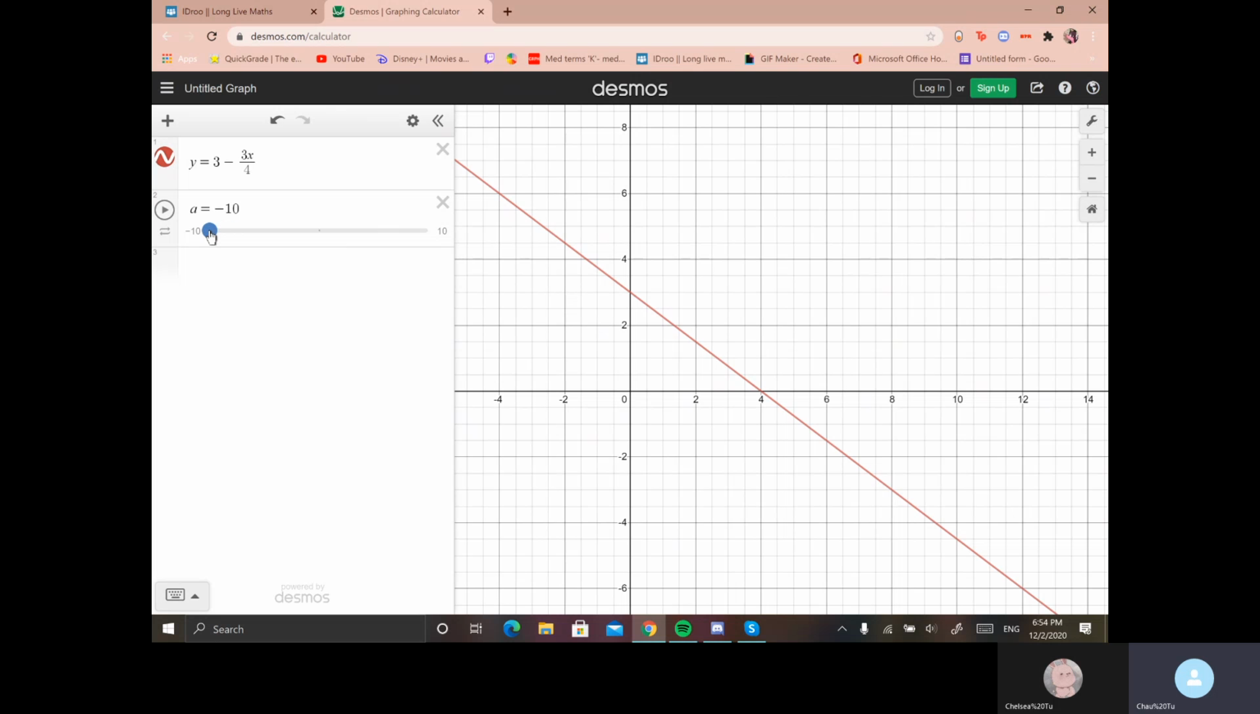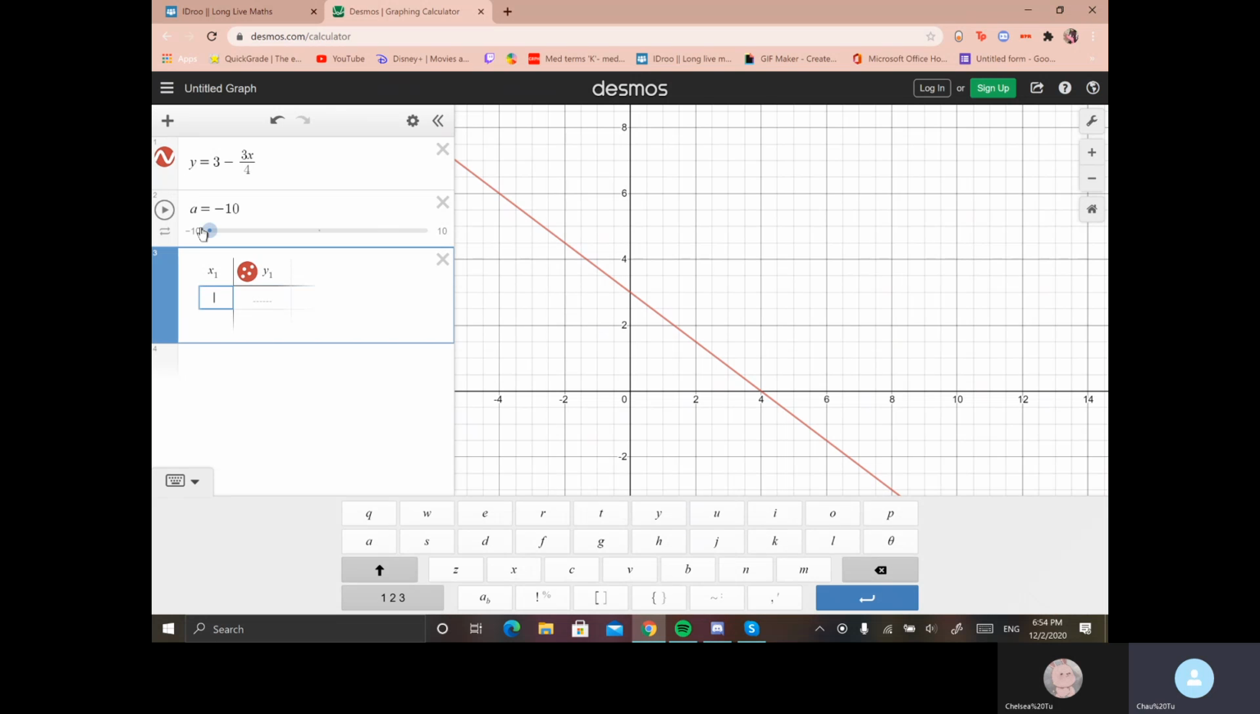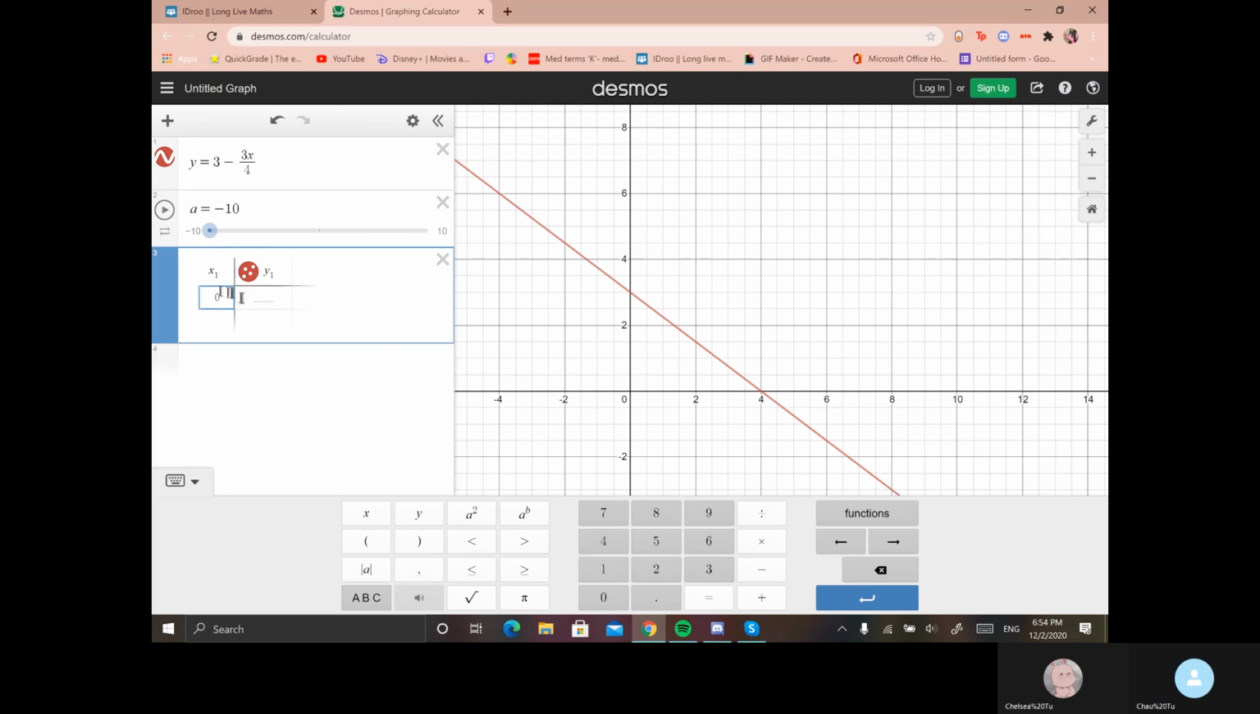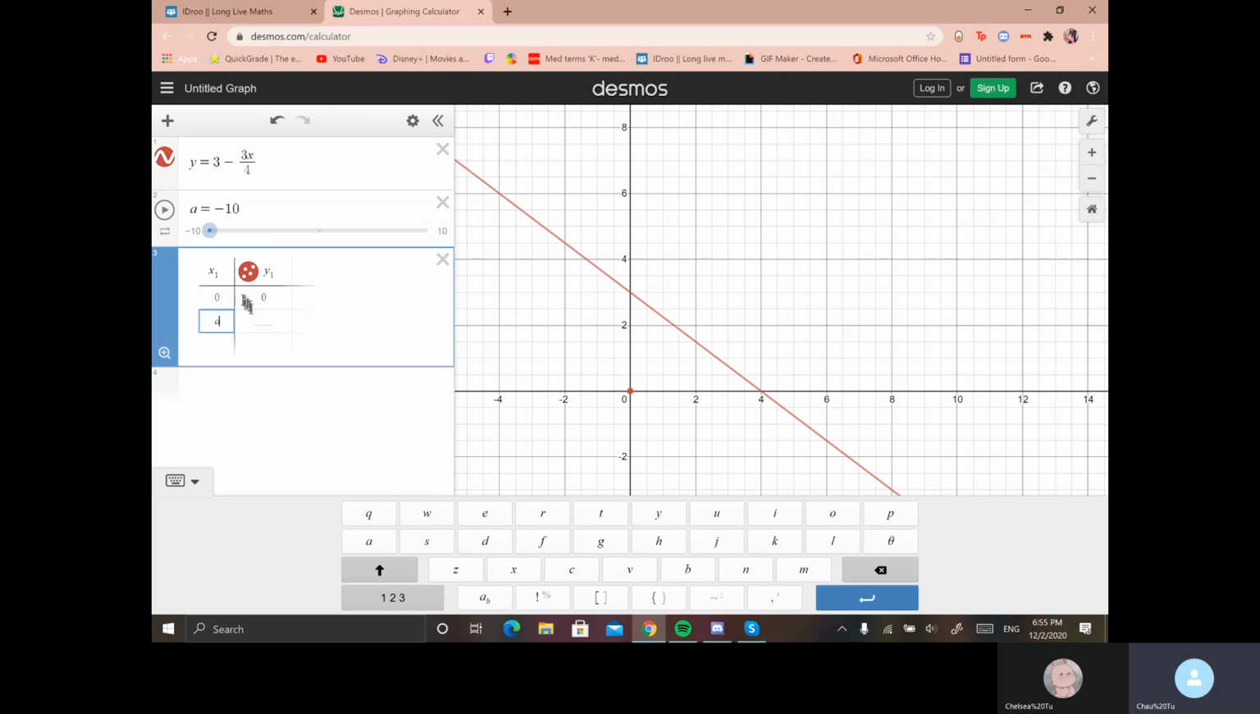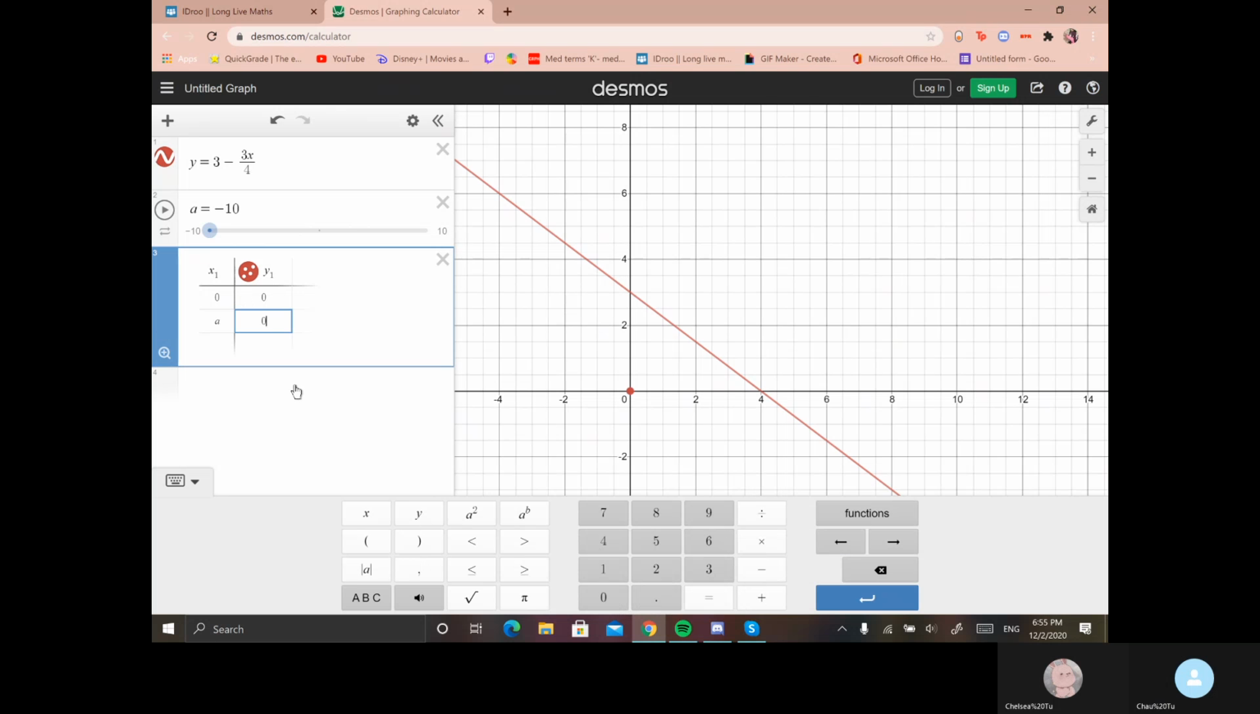So now go to the next input and then add a table. So we need to join the origin to the point A. So the origin would be 0, 0. And we want to join it up to A across with a height of 0. So for example, if you slide A to 3, Chelsea. Slide A to 3.